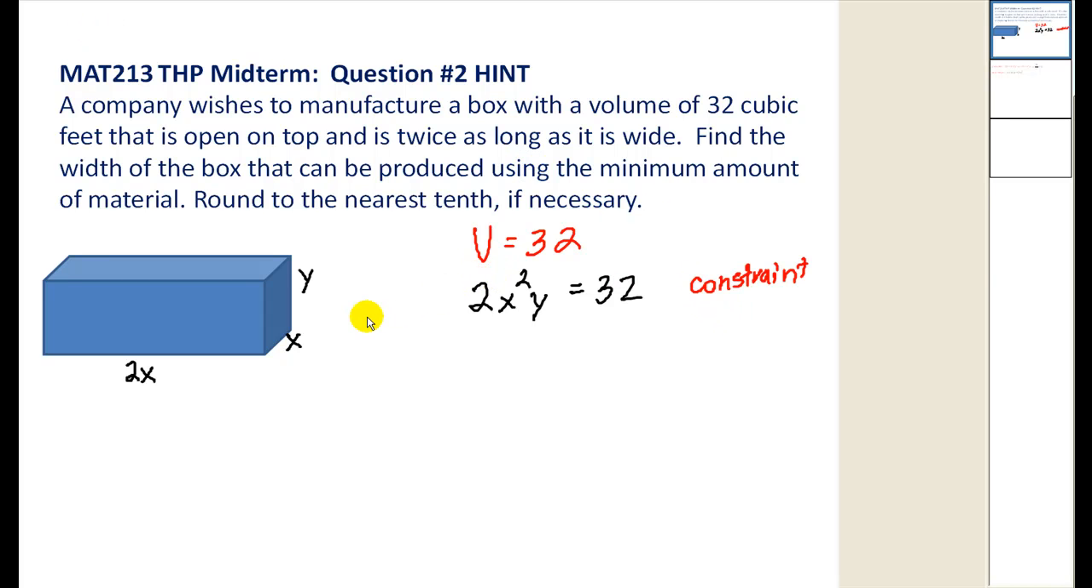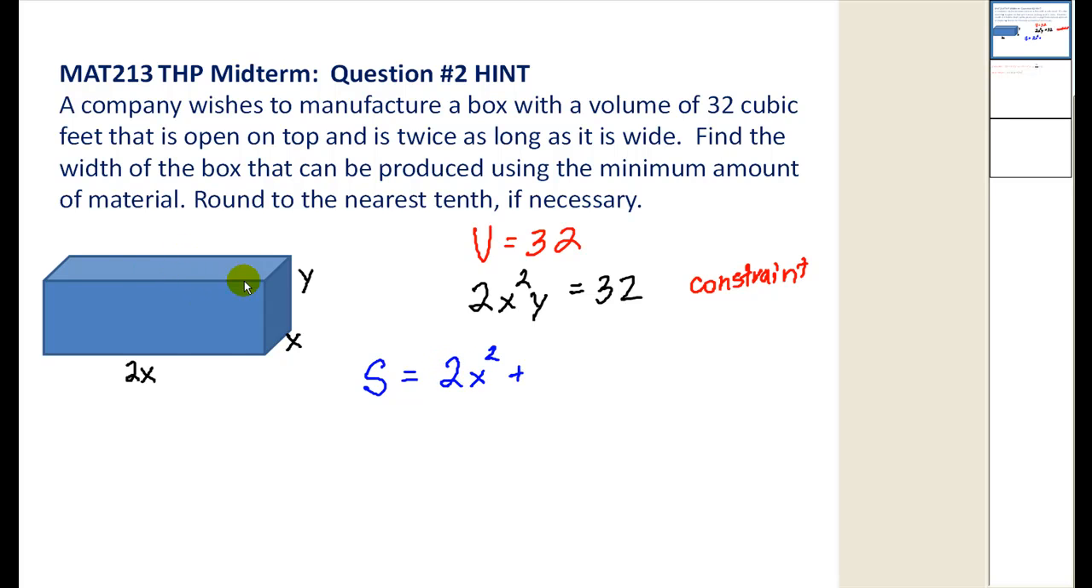Next, we have to consider the surface area of this box. The surface area would be the amount of material that would be needed in order to produce this box, and we want to minimize this. So let's let S equal our surface area. Now typically boxes would have 6 faces, but since the top is open, we only have 5. If we take a look at the bottom rectangle, that would be one face, and the area of that would be 2x times x, or 2x squared.